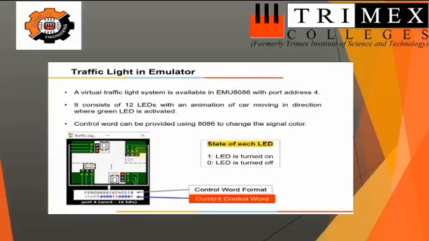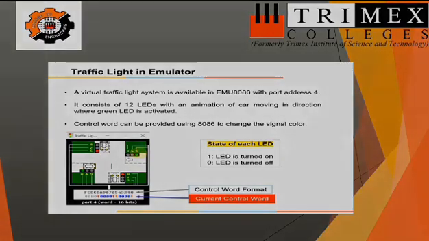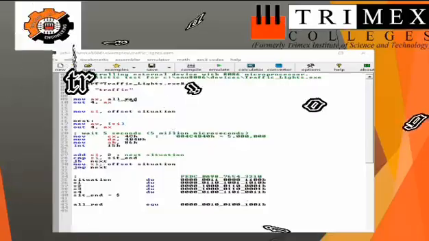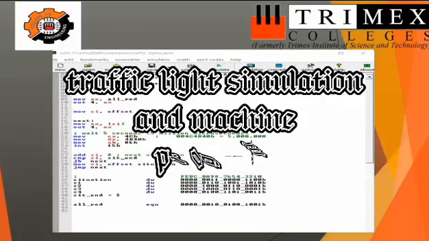Traffic Light Emulator. A virtual traffic light system is available in Emulator 8086 with port address 4. It consists of 12 LEDs with an animation of a car moving in the direction where the green LED is activated. The state of each LED is 1 when the LED is turned on, and 0 when the LED is turned off. And last, a control word can be provided using Emulator 8086 to change the signal color. Traffic light simulation and program.